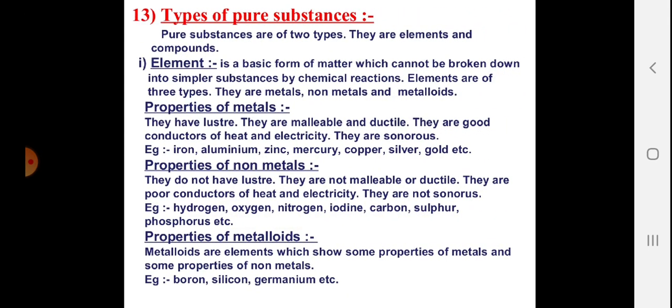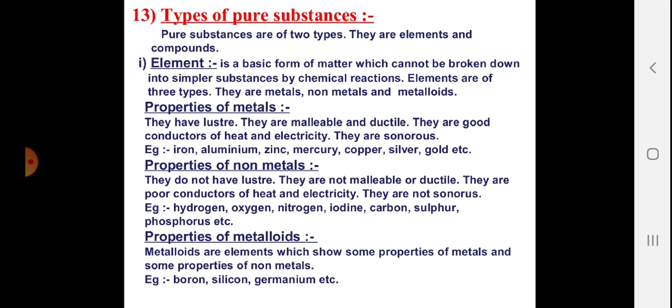Now, the types of pure substances. Let's discuss the pure substances and their types. So, there are two types: elements and compounds. First, let's talk about the elements. Elements are the basic form of matter which cannot be broken down into simpler substances by chemical reactions. Elements are of three types: metals, non-metals and metalloids.